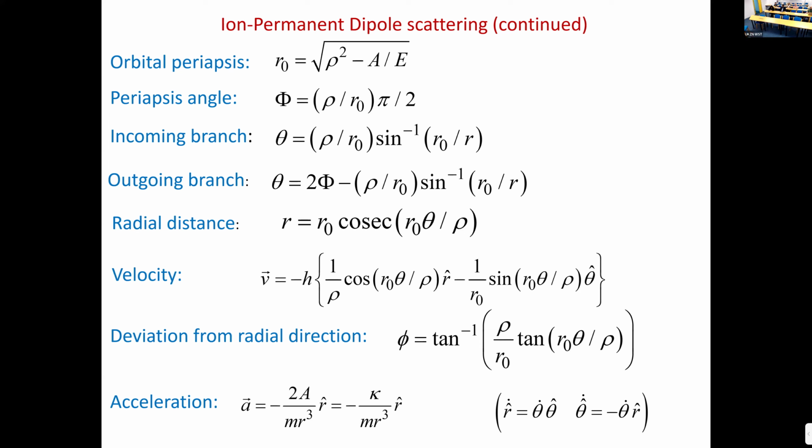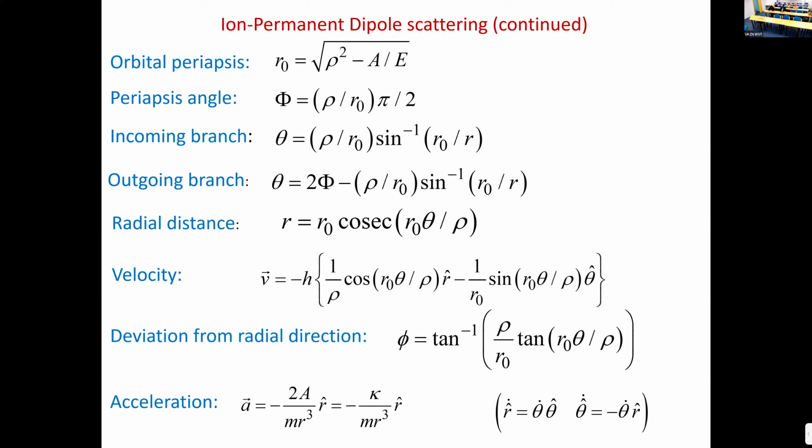Now, velocity, you take the derivative, but be careful because the unit vector that you deal with is time dependent. So the time derivative of the unit vector r is theta dot times the theta unit vector. And the derivative of the theta unit vector is minus theta dot times r. You have to be very careful. When you're not working in Cartesian coordinates, beware of the unit vectors. They change their nature as a function of time.